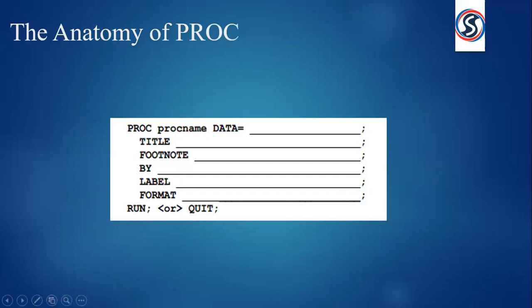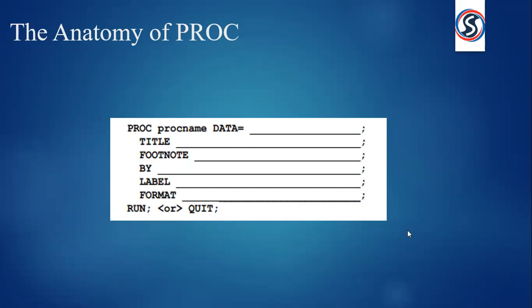And then we have the anatomy of the PROC. So we are going to start from the anatomy of PROC. Here, if you can see, we have the PROC name, data, title, footnote, by, label, format, run or quit. We will see each and everything one by one.